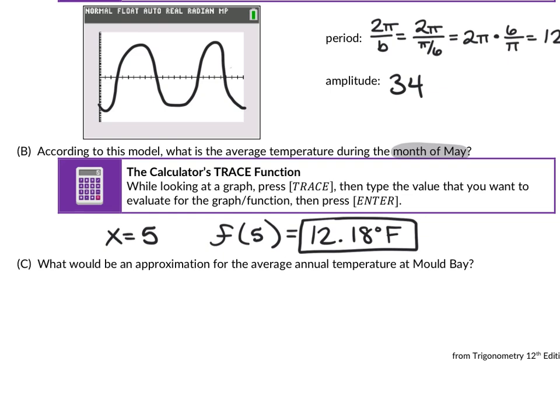Last question for today. It says, what would be an approximation for the average annual temperature at Mold Bay? If we just think about what average annual temperature is, like when you take an average of stuff, what are you normally doing? Adding them up and dividing by the number of things that you add up. So you're looking for like the middle number, right? What's the middle of our graph? Isn't our graph centered around the x-axis? So our annual average temperature, our midline, which is what that's asking for, is 0 degrees Fahrenheit.